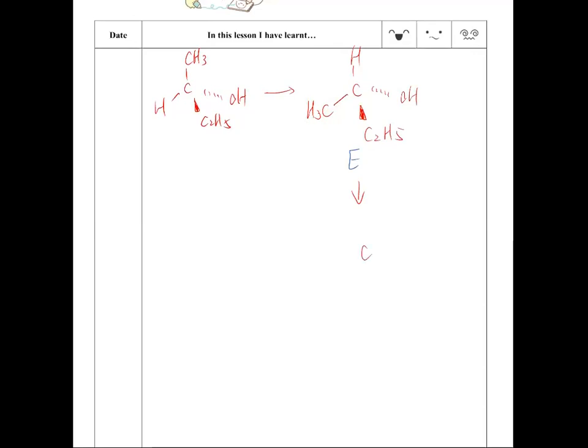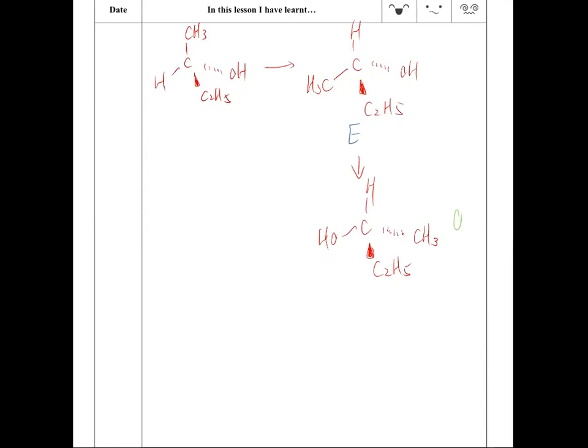So it will become OH here, methyl group here, and the ethyl group would stay at its original position. Okay, now I've gone through 2 steps, so it goes back to the original molecule. So that's the original molecule. And then I have to do one more step, okay?